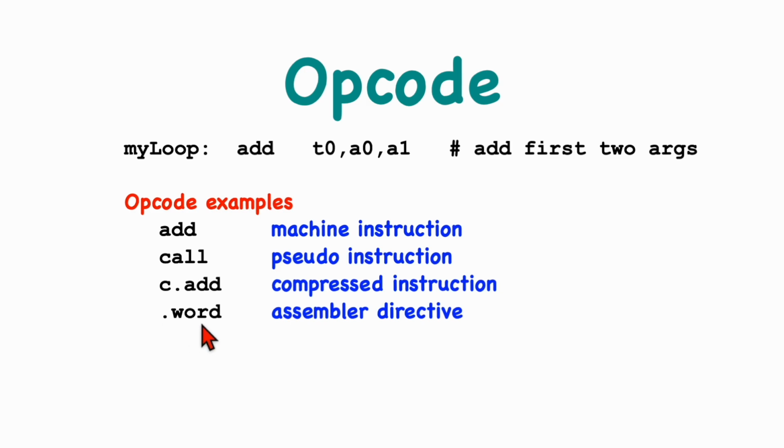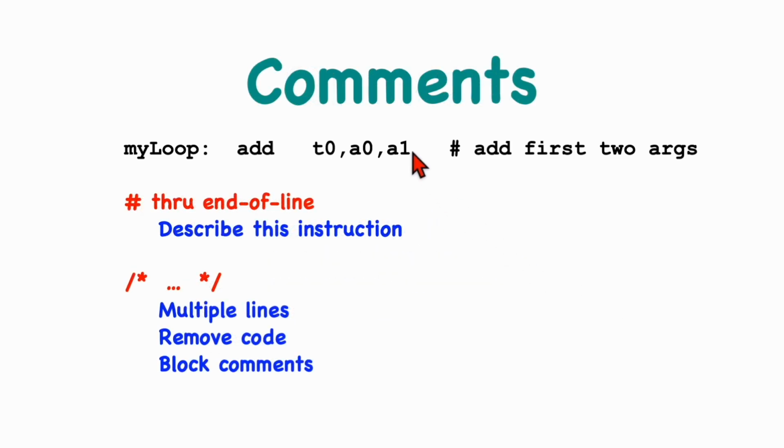And here's an example of an assembler directive. There are actually two styles of comments. The first one begins with a pound sign and runs through the end of line, and that's all we've seen so far. And that's very typically used to describe individual instructions, as we see here. The other style is with the slash and asterisks, as you have in C. And these comments can span multiple lines. And they're particularly useful for removing code that you don't want to be included, and also for large block comments that describe entire functions and so on.